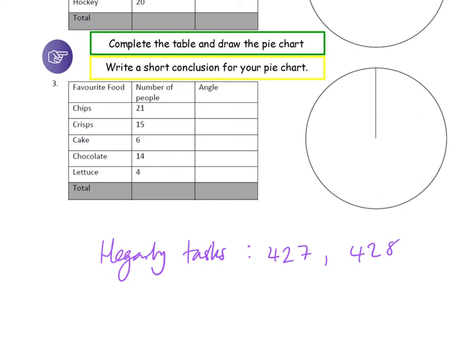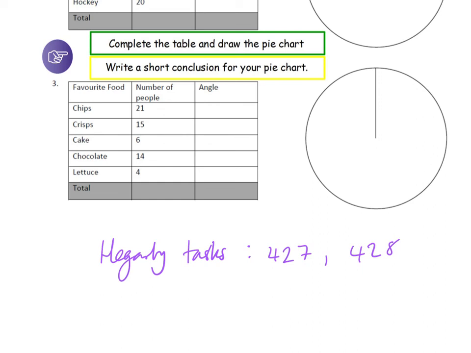So you're now going to complete the Heggerty tasks 427 and 428. 427 is very similar to what we've just done. There's no drawing of a pie chart, but you are completing the table to find the angle. 428 is the same thing, but the table is in a different direction, so you just have to try and imagine everything on its side.